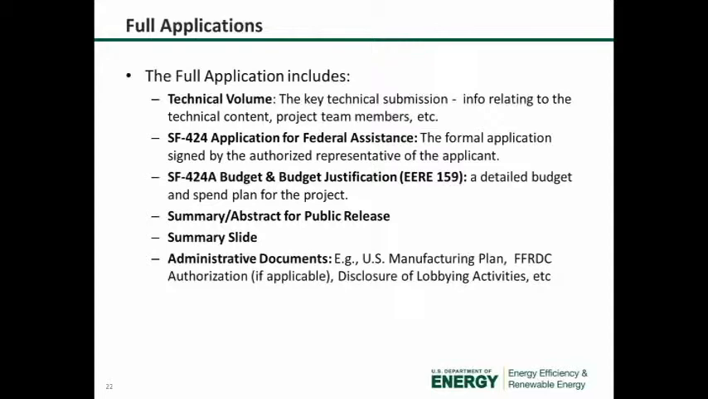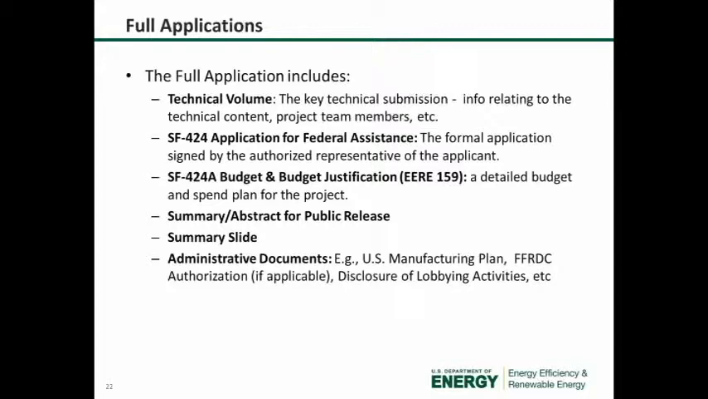The full application includes the following key documents: the technical volume, the key technical submission. This is the document within which the applicants will submit information pertaining to the technical content, the work plan, and the project team members, etc. SF-424, application for federal assistance, the formal application signed by the authorized representative of the applicant. This document includes cost share amounts and federal certifications and assurances.